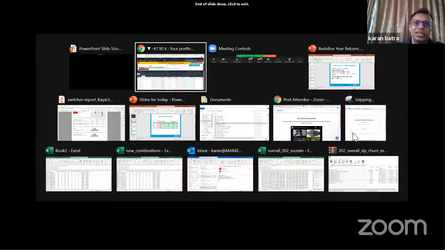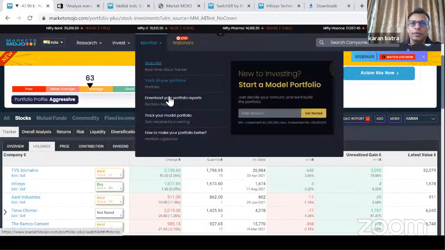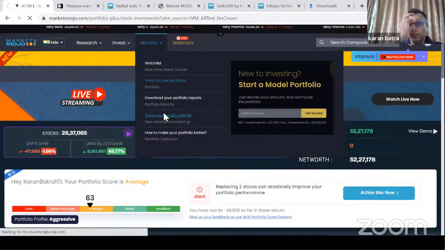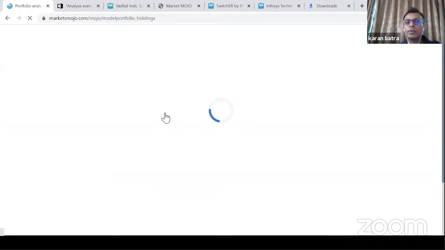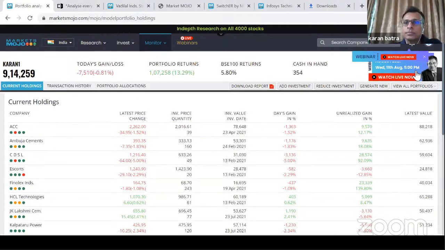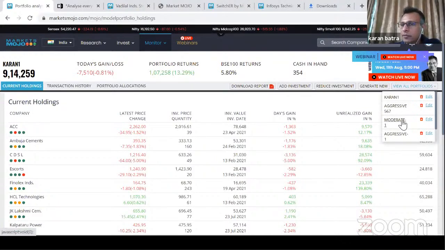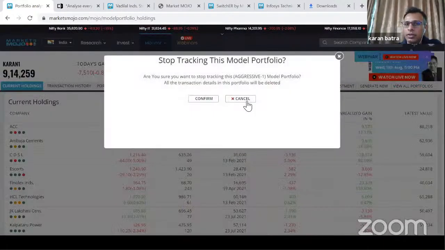Sure. You can delete your portfolio. If I go to the model portfolio, you can create up to 5 portfolios. Those will be listed here, and you can also go and delete them. If I want to delete this portfolio, I can just click on delete.